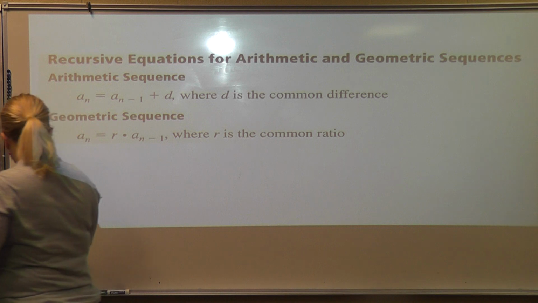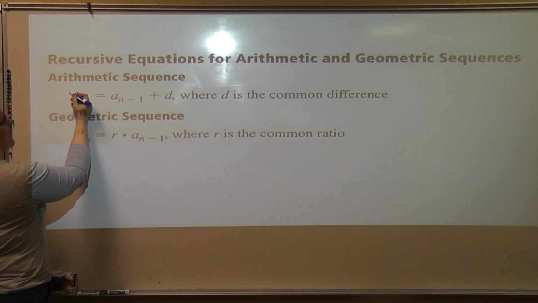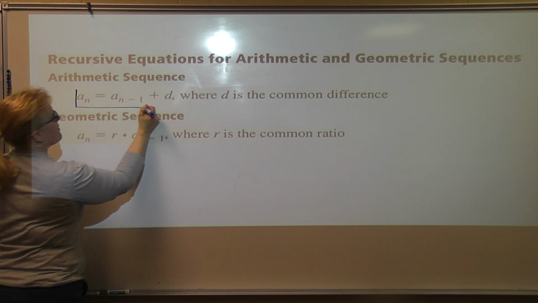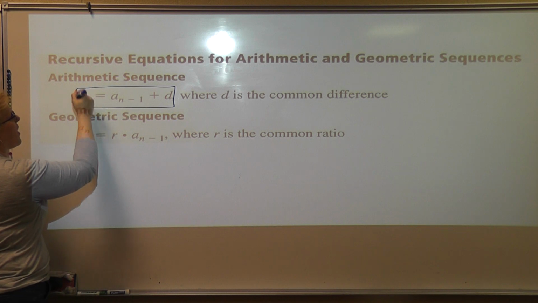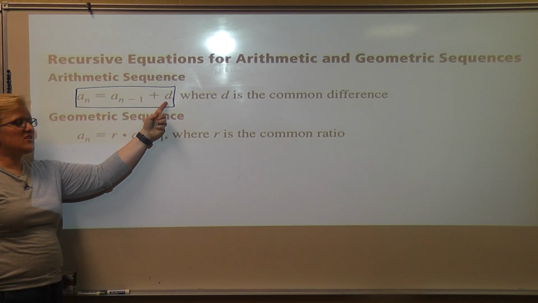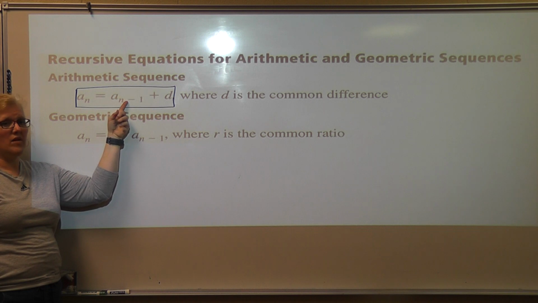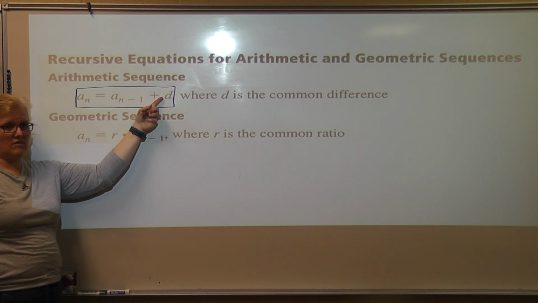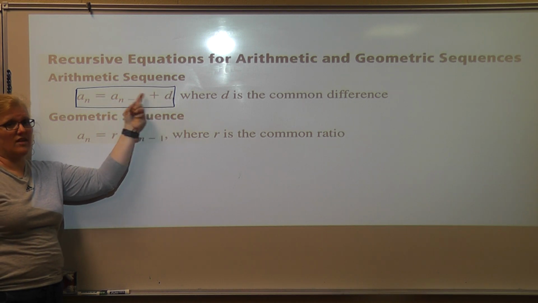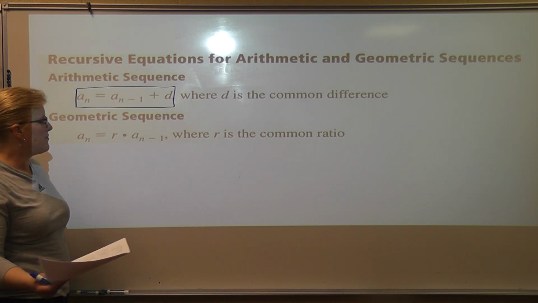Okay, so recursive equations for arithmetic and geometric sequences. Okay, this is one for arithmetic. It looks more complicated than it is. What it's saying is, here's the difference. This is what's getting added to it. And you're taking the previous term and adding to it. Then you take the next one and add to it. Then you take the next one and add to it. Just like that example we saw, we kept adding 4.